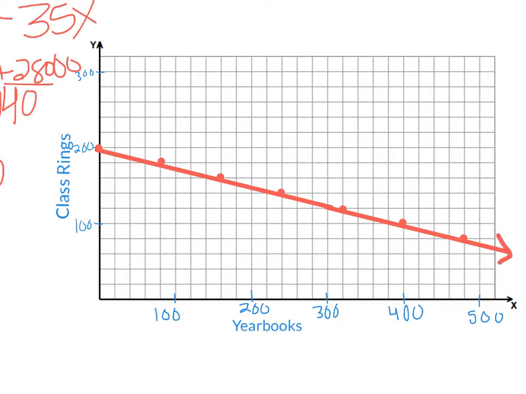All right, now we need a test point. I could still use 0, 0. 0, 0 is way down here. I can definitely use that as my test point.